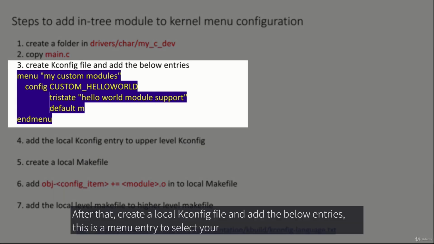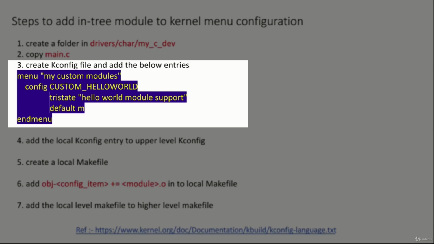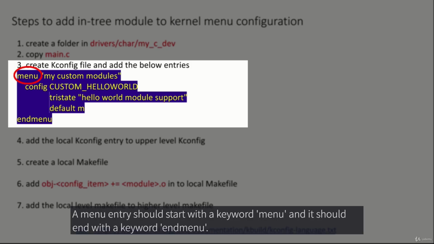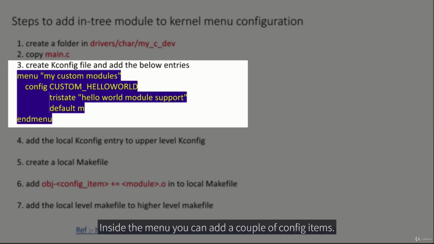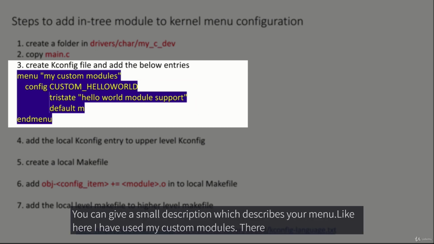After that, create a local kconfig file and add the below entries. This is a menu entry to select your module when you run a menu config command. A menu entry should start with a keyword menu and it should end with a keyword end menu. Inside the menu, you can add a couple of config items. One config item for each kernel module. You can give a small description which describes your menu.